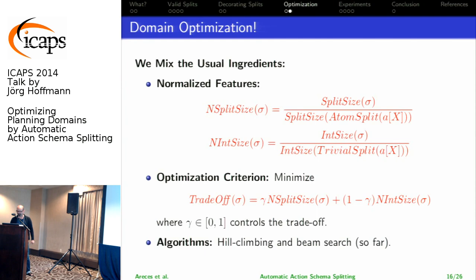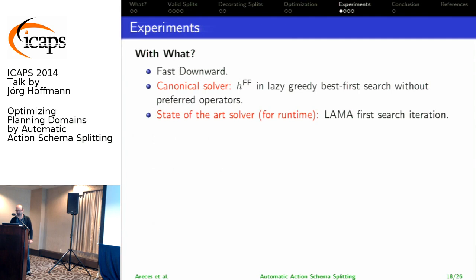And that brings me to the experiments. I think I might be too fast, I don't know. So what is our experiment setup? We use Fast Downward, we have a canonical solver as you see here, and then LAMA to represent the state of the art. And it's only about runtime for the moment. We didn't look at anything else.